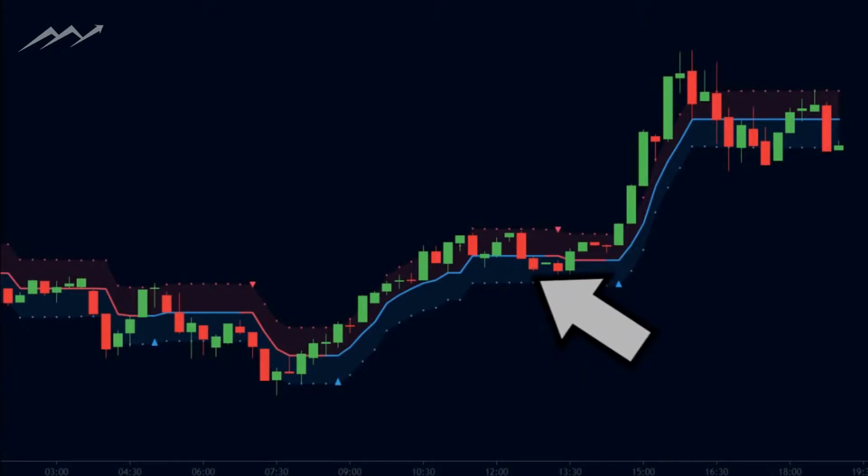This is how the indicator will look. If you are using any other trading platform, then just Google the indicator and download it for your particular trading platform. But in my opinion, using Tradingview is much easier.